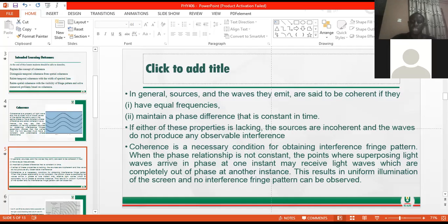We're just trying to illustrate what we have said earlier here. These two points, they are just what we're trying to illustrate further. So this results in a uniform illumination of the screen and no interference fringe pattern can be observed. So if they are out of phase, no interference fringes will be observed on the screen. Now let's look at the next slide. This is what we are trying to say.